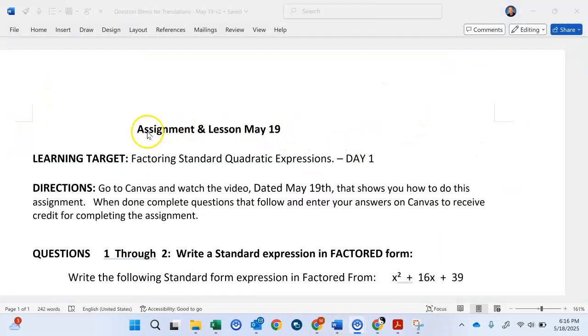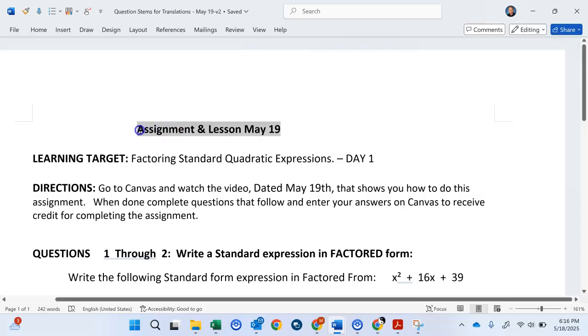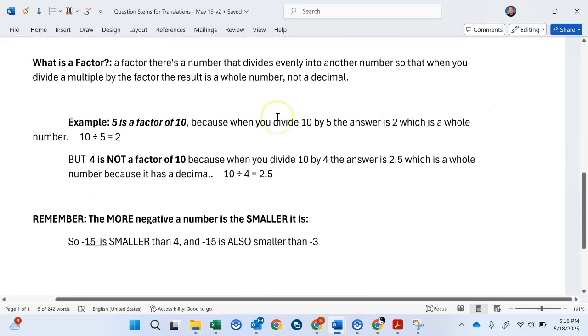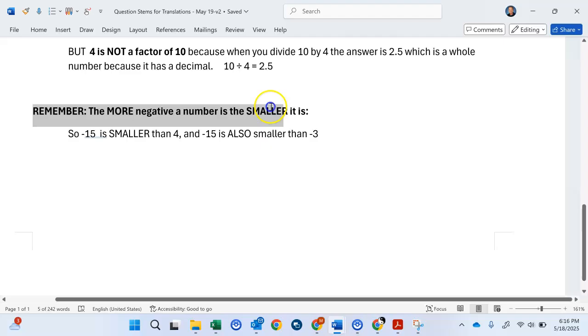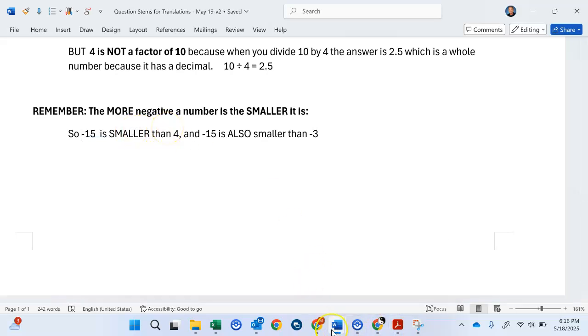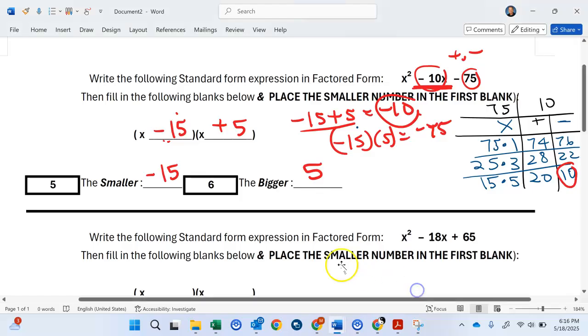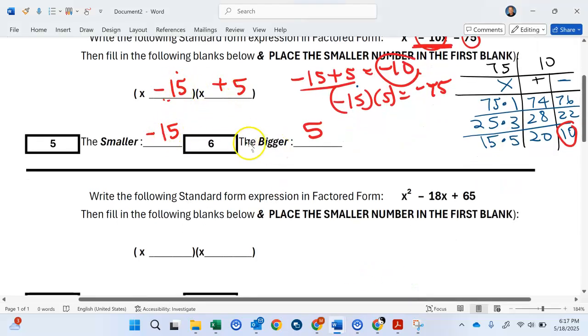Okay, if you're not understanding what I'm saying, please go to this assignment here so you can translate this part right here. Okay, this is very important that you understand this. So translate that if you need to. Okay, so negative 15 is smaller than 4. Negative 15 is also smaller than negative 3, okay? Very important. So when we go back to this, negative 15 is smaller than positive 5, okay?